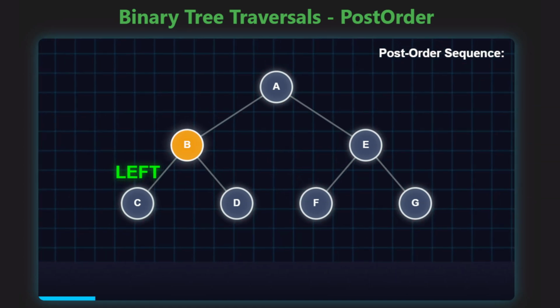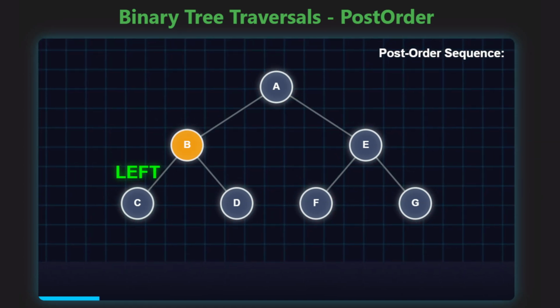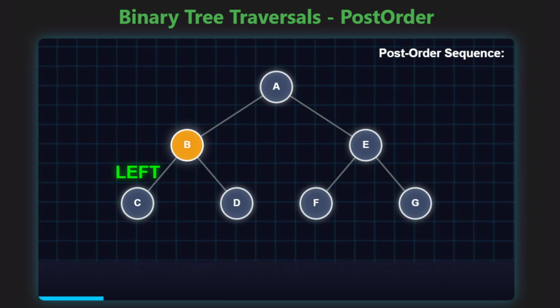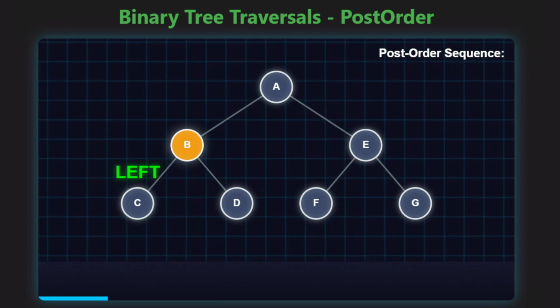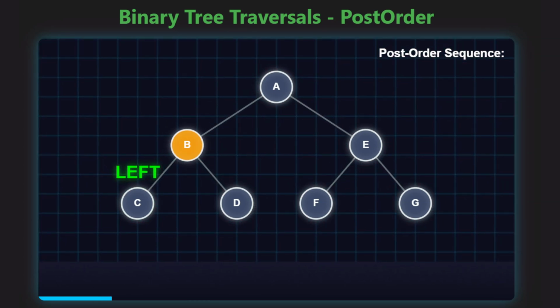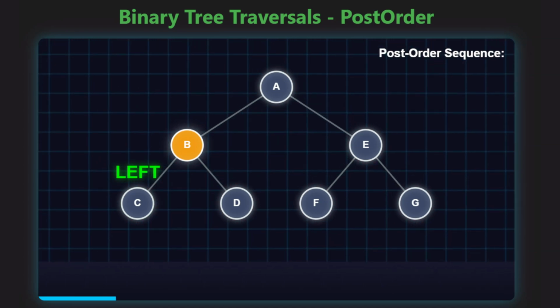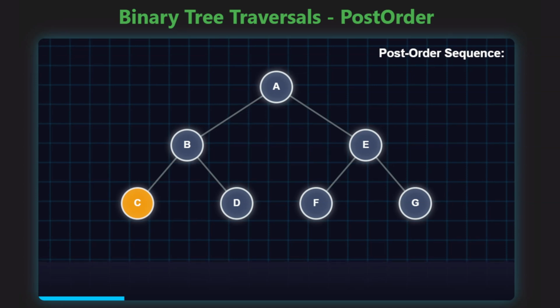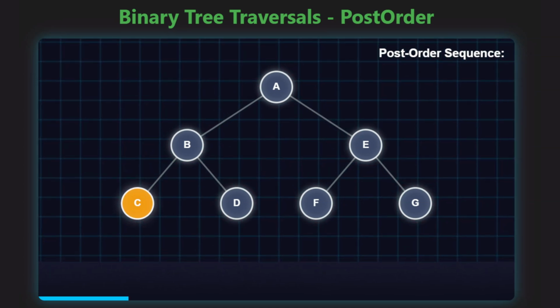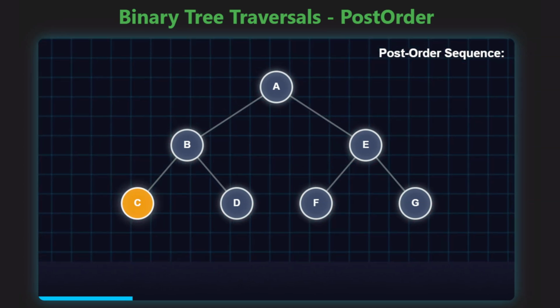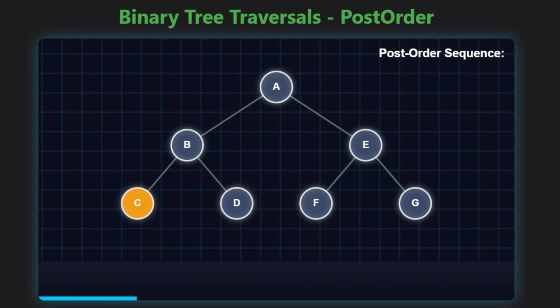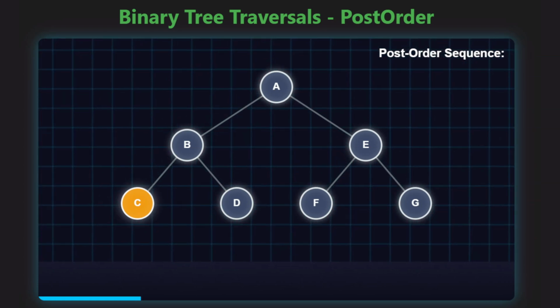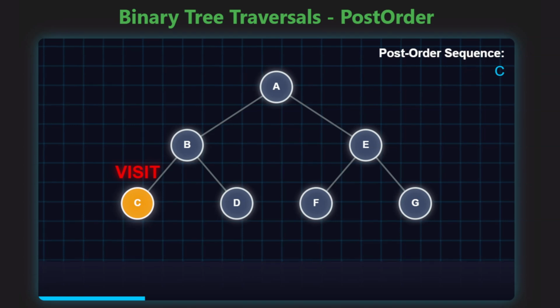We start at the root, A. Our rule is left, right, visit. So first, we must explore its left subtree. We travel to B. Now we're at B. The rule applies again. Left, right, visit. So we must go left. We travel to C. We're at C.